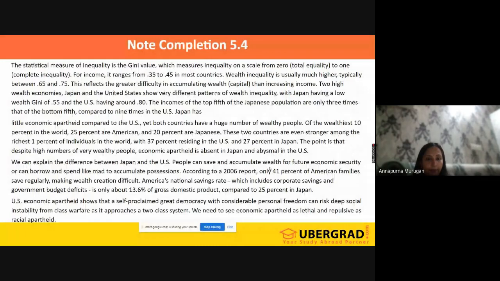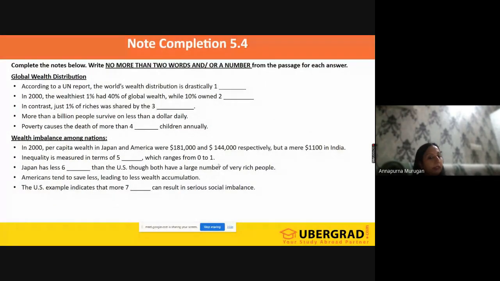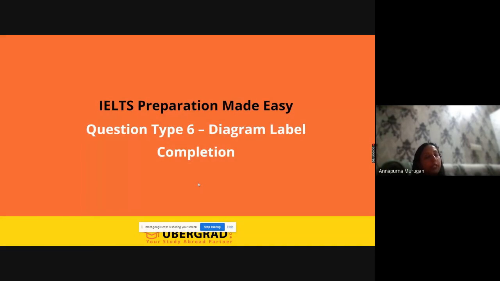Getting it, guys? Now, this also you people need to do in the same manner. Do it as an assignment, practice it. Now, diagram label. This is also one of the important things. In listening also, you people had a diagram. Here also we have a diagram.